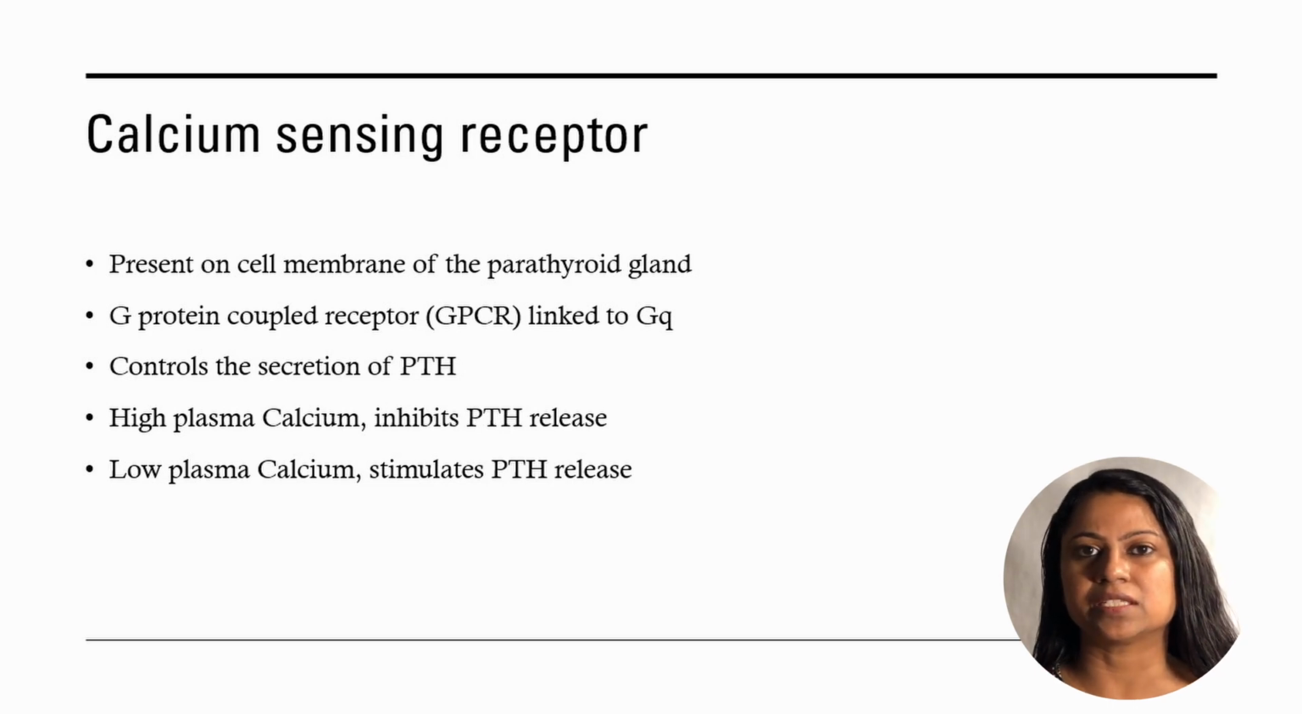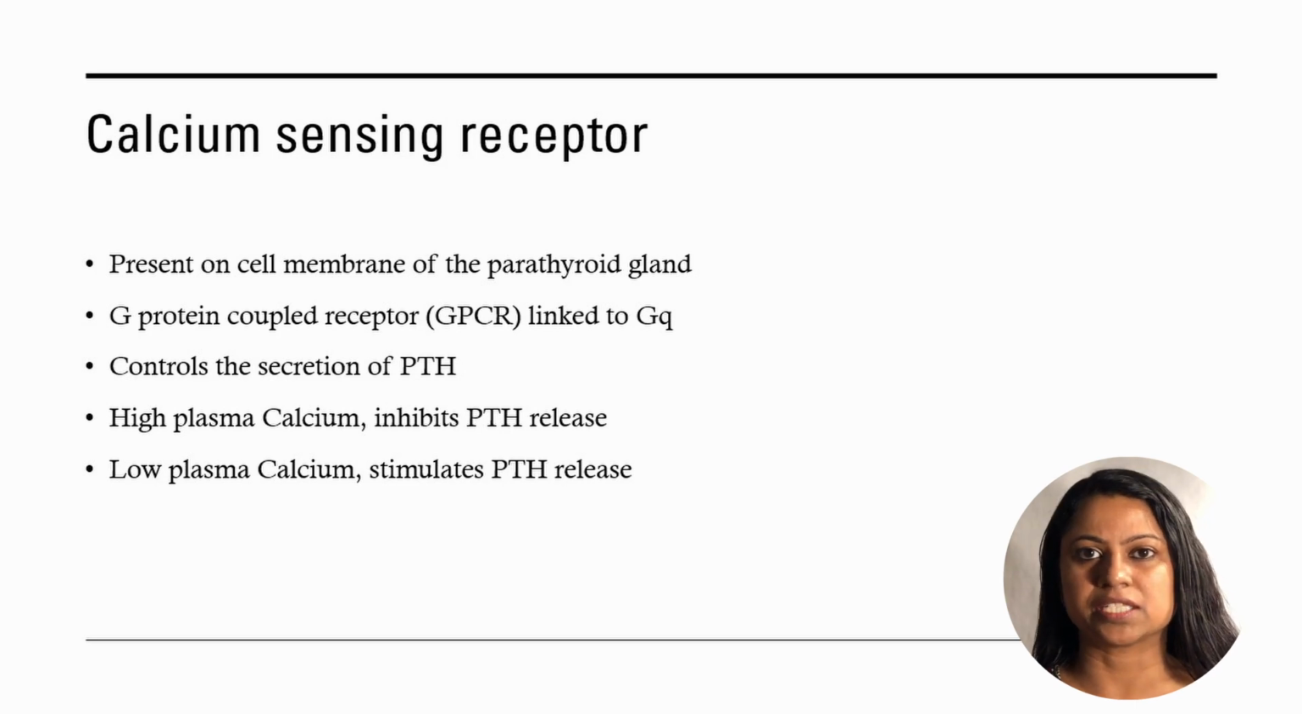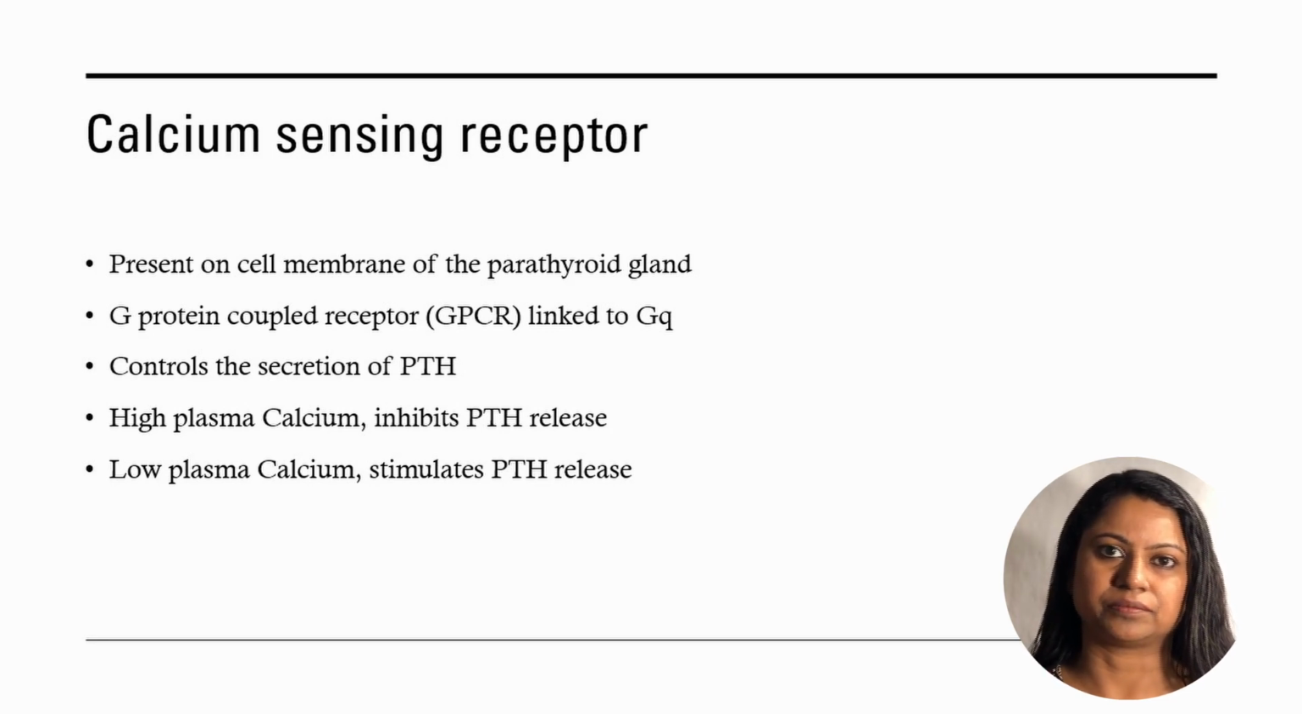Hypermagnesemia inhibits the secretion of PTH, while hypomagnesemia stimulates the secretion of PTH. Only in severe cases of hypomagnesemia will the PTH release be inhibited.